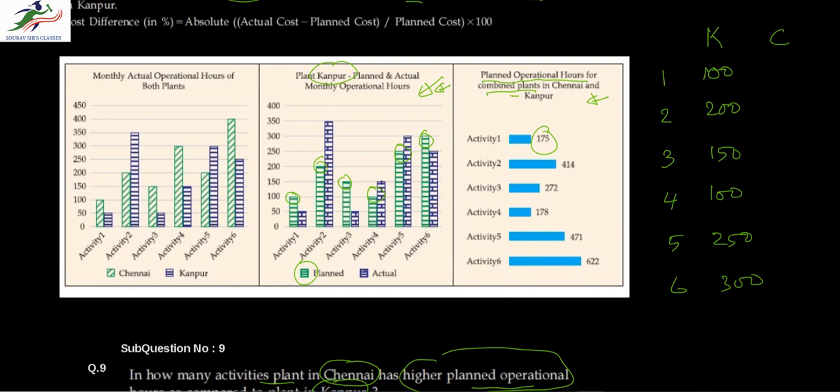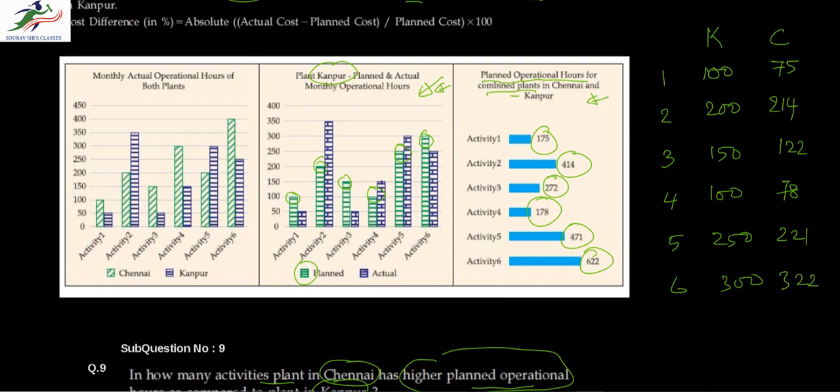So Chennai would be 175 minus 100 is 75 for activity 1, 414 minus 200 is 214 for activity 2, 272 minus 150 would be 122 for activity 3, 178 minus 100 is 78 for activity 4, 471 minus 250 is 221 for activity 5, and 622 minus 300 is 322 for activity 6.